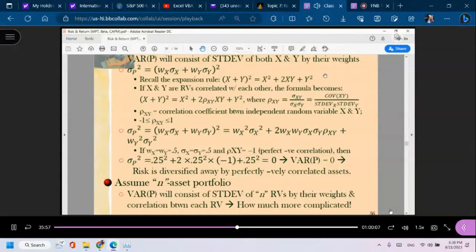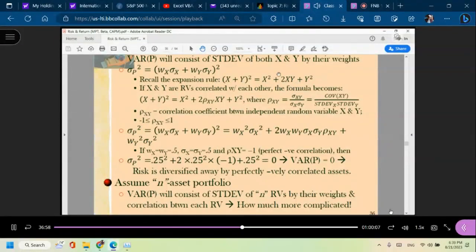So how do we expand it? You probably learned this in elementary algebra, something you learn in seventh grade. X plus Y squared is what? X squared plus 2XY plus Y squared, isn't that right? Yes. And what is 2XY? X times Y is the intersection between X and Y. In other words, there's an intervening effect between each other. And as long as X and Y are random variables, there is a correlation between the two.